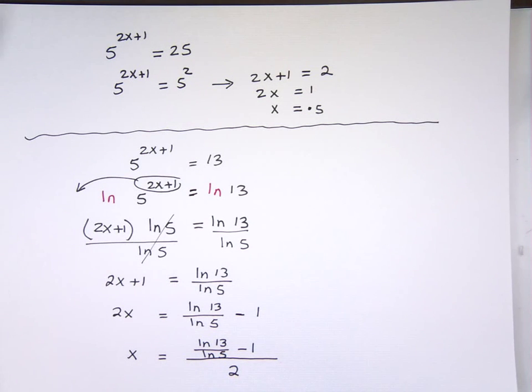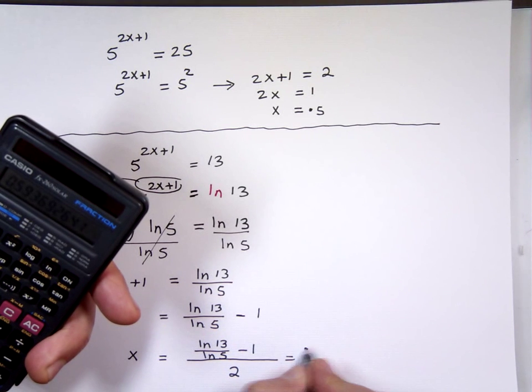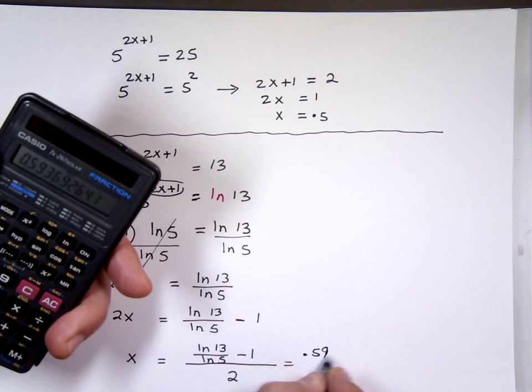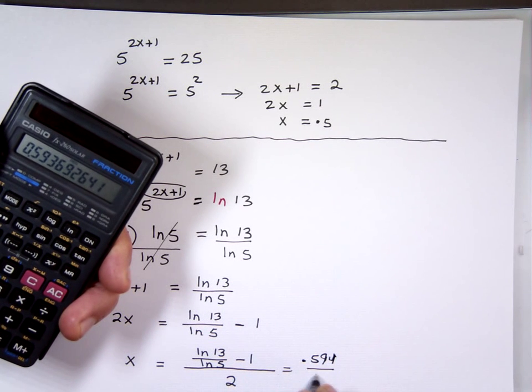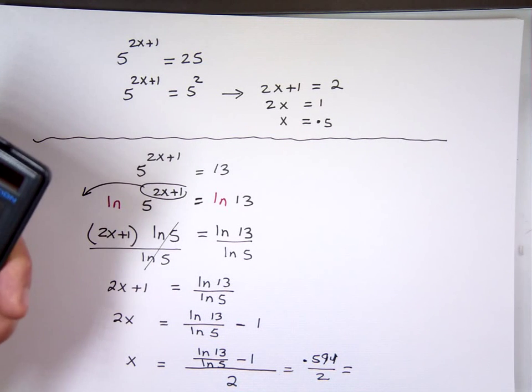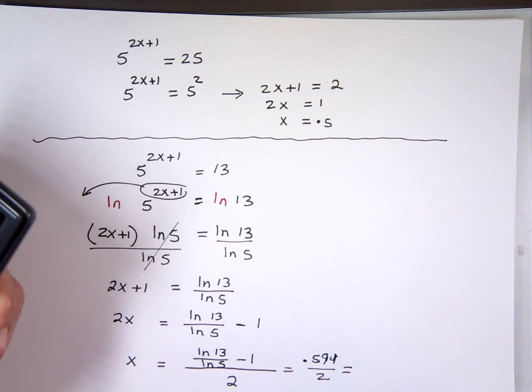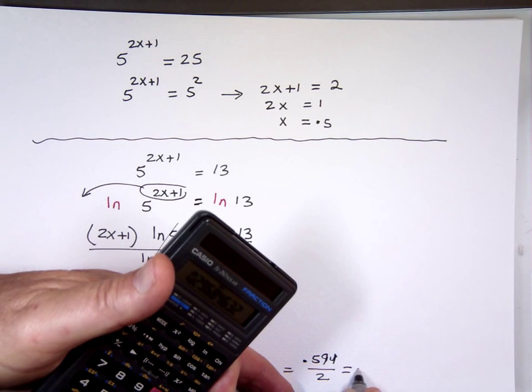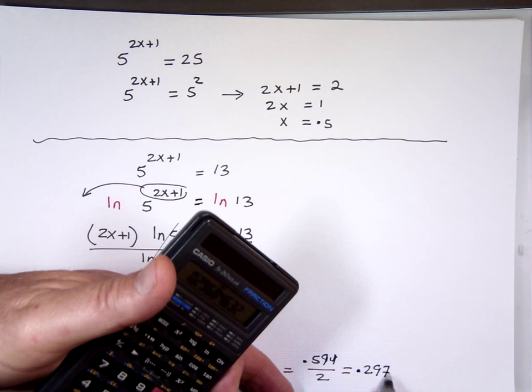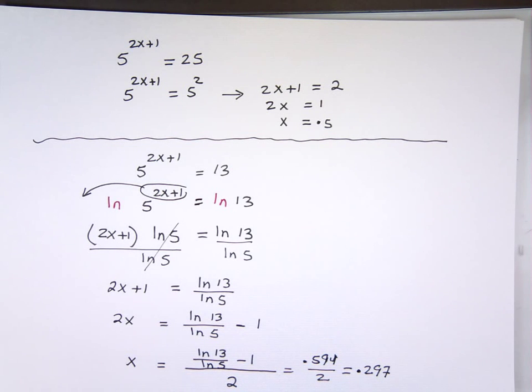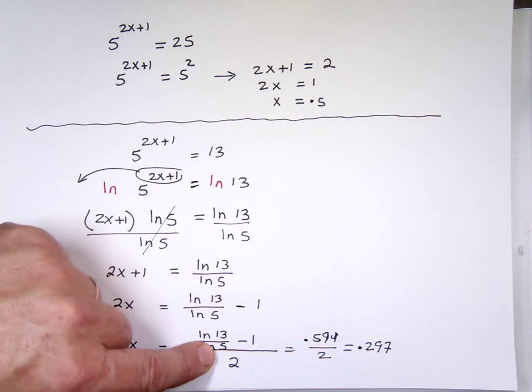You find the natural log of 13, divided by the natural log of 5, get the answer. Subtract 1 from it. So the top is actually 0.594, divided by 2, 0.297. So if they ask for an exact answer, that's your exact answer. That's your approximation.